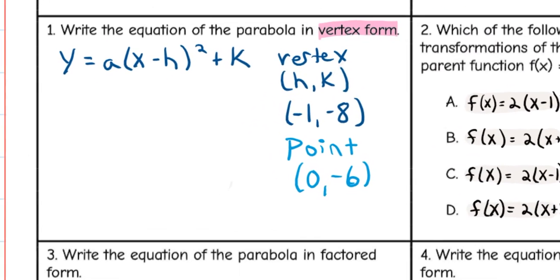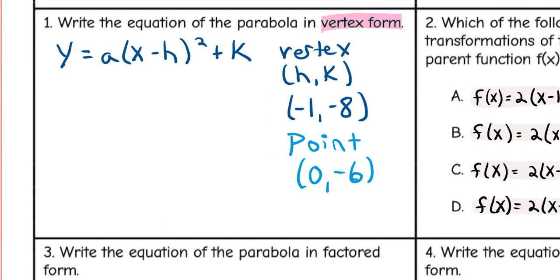So what I'm going to do now is use the point (0, -6) and plug that in for the x and for the y in the spaces that they belong. And then I'm going to plug in the vertex. -1 is our h value, and -8 is our k value. And then that allows me to solve for the remaining variable, which is the a term. So let's go ahead and get started.